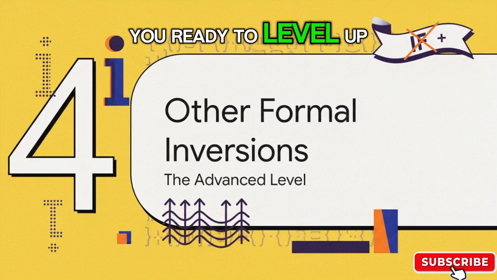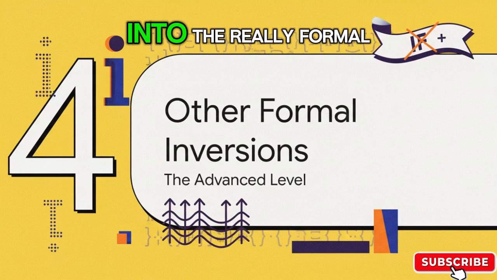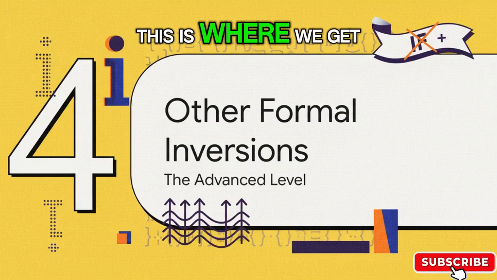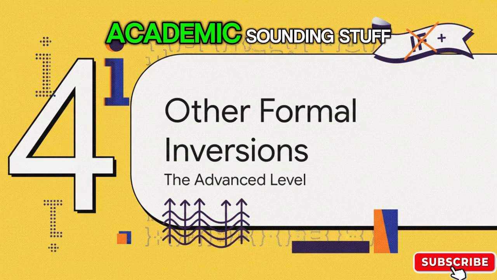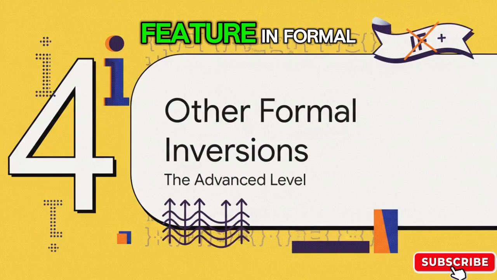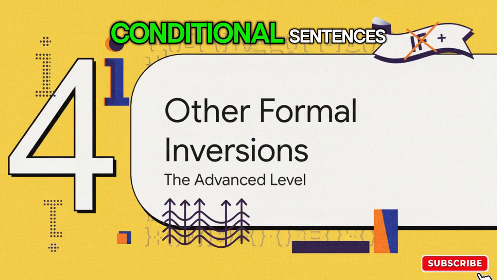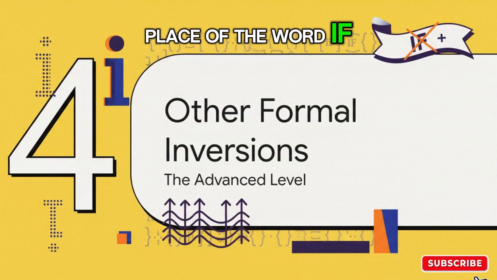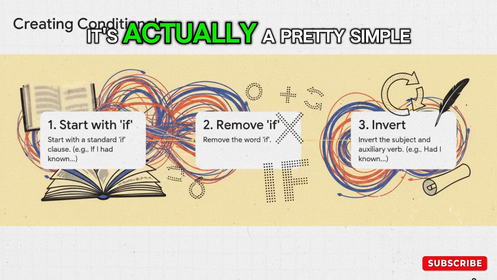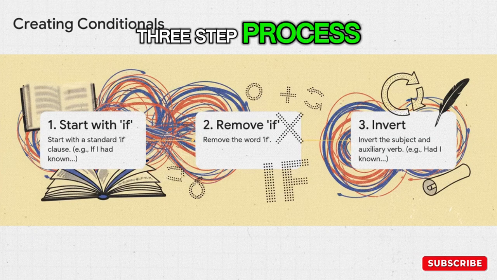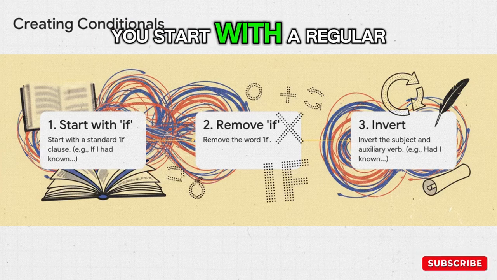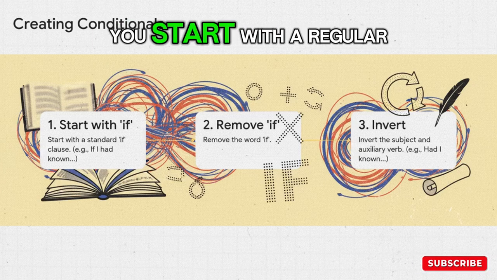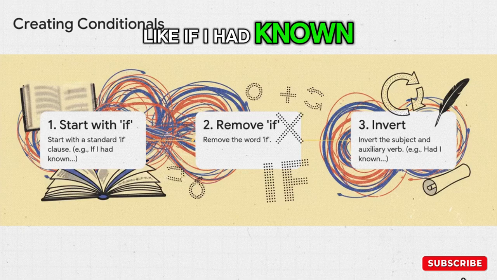All right, you ready to level up? This is where we get into the really formal, academic-sounding stuff. Inversion is also a key feature in formal conditional sentences, and it often takes the place of the word if. It's actually a pretty simple three-step process. You start with a regular old if clause, like if I had known.